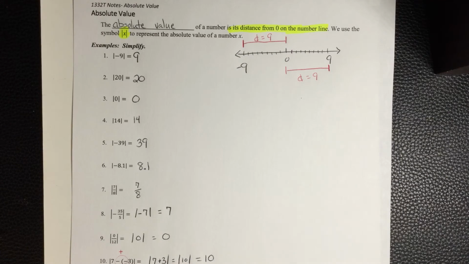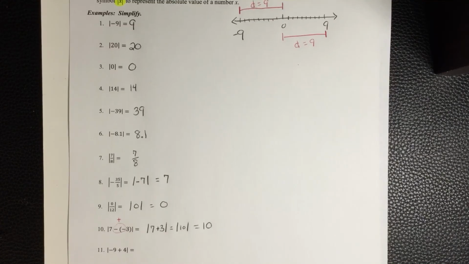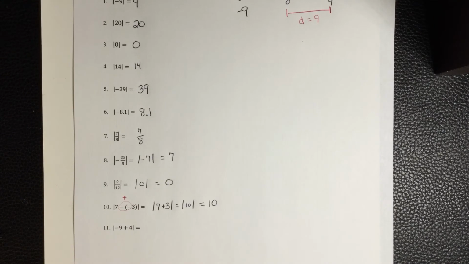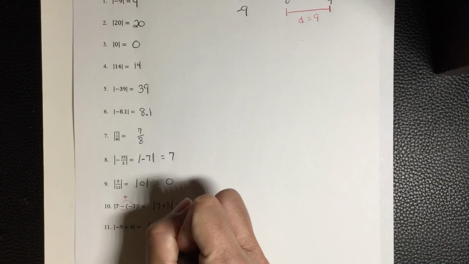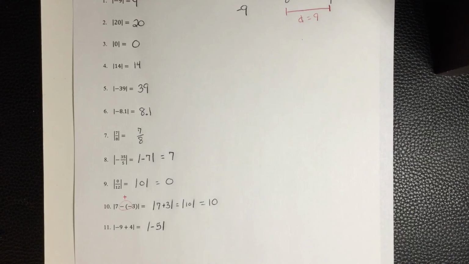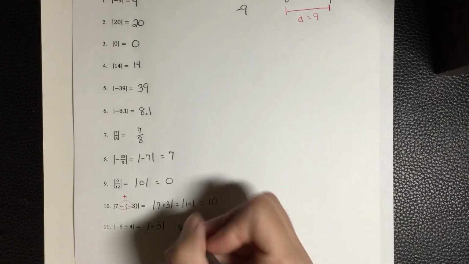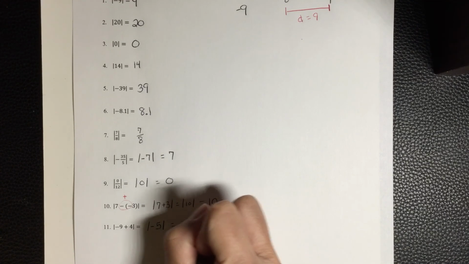On our last example, I'm sorry, I went off the page a little bit there. On our last example, we have a negative and a positive. So when the signs are different, we do take the difference between the numbers. So the difference between 9 and 4 will give us 5. But 9 is bigger than 4, so we keep its sign. So we get the absolute value of -5. Then we take the absolute value of that to get 5.